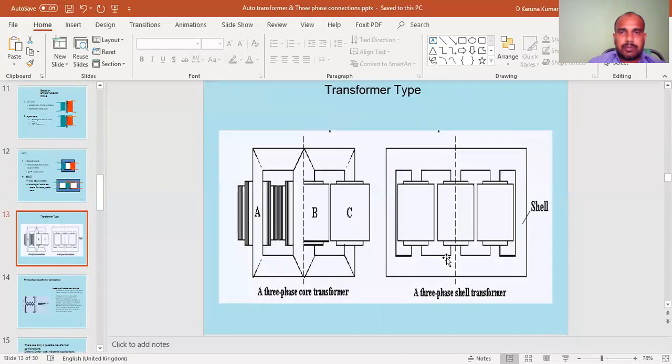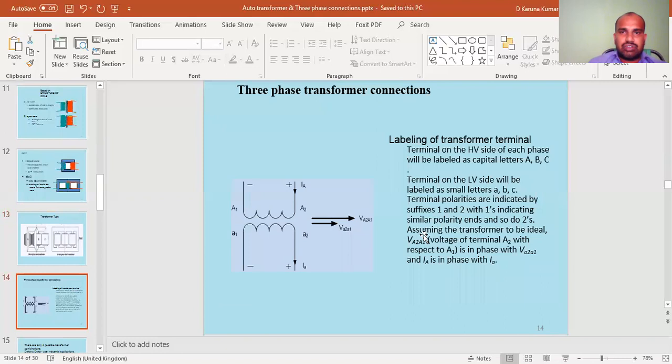Okay, these are the transformers. This is a three-phase core transformer. Based on construction, three-phase transformers come in two types: core type and shell type transformers. This is a core type. This diagram is a shell type transformer. The leads of the transformer are terminals. The HV side of each phase will be labeled with capital letters A, B and C.